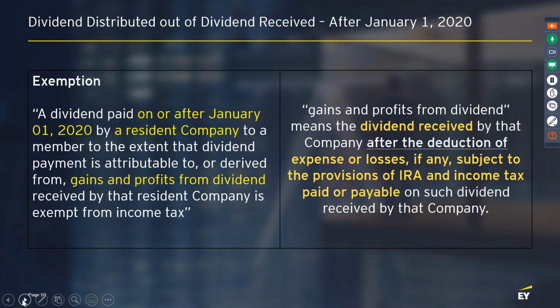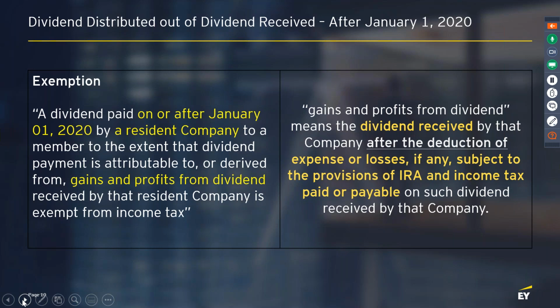And then what do we mean by gains and profits here? The Inland Revenue Act specifically defined the term gains and profits to include the dividend received by that company after the deduction of expenses or losses, if any, subject to the provisions of the IRA, and income tax paid or payable on such dividends received by that company. So in general circumstances, we all know what constitutes the profit. Profit equals income less any attributable expenses. The similar theory is applicable here also.